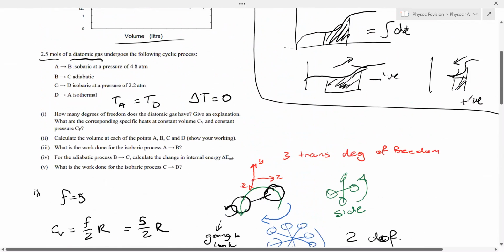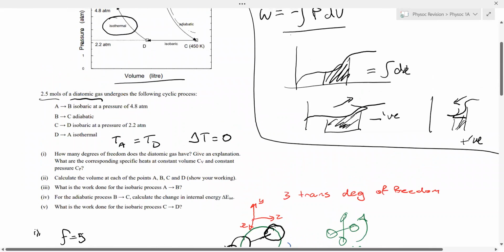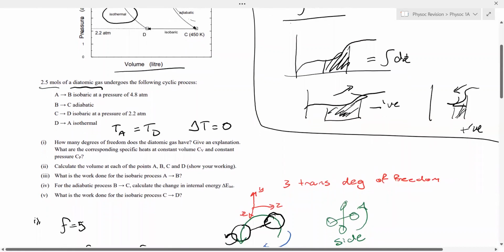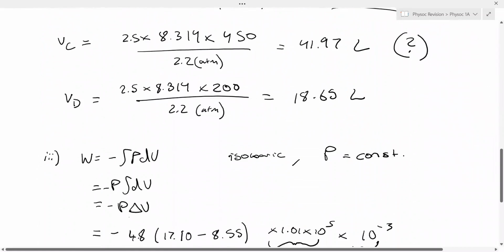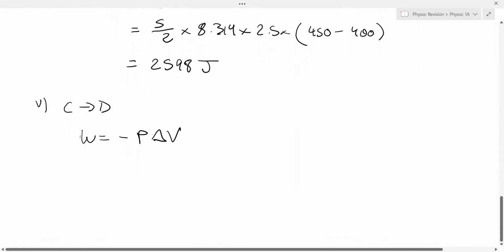And so our last question, part 5, what is the work done for the isobaric process from C to D? So this is pretty much going to be the same method as part 3, the work done on the isobaric process between A to B, though this time our direction of the cycle is going the opposite way. So from C to D, work is equal to negative P times change in volume. We know this from the isobaric process.